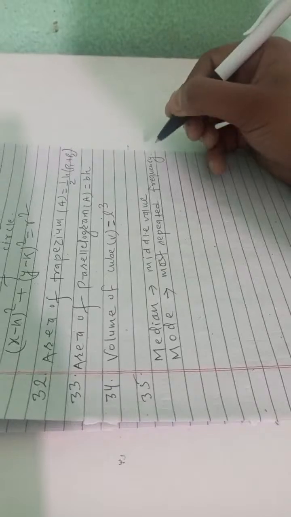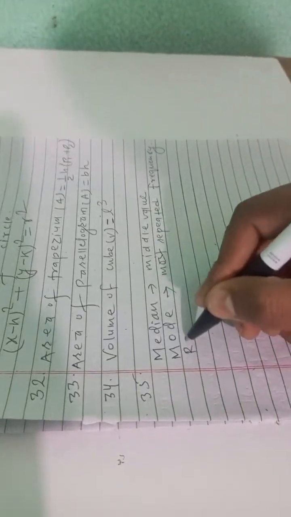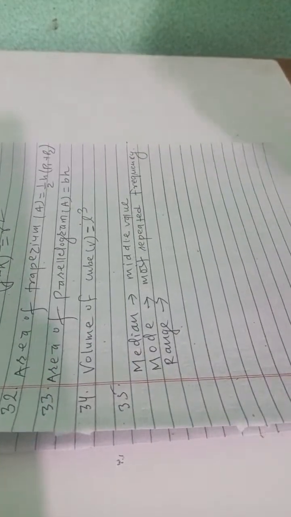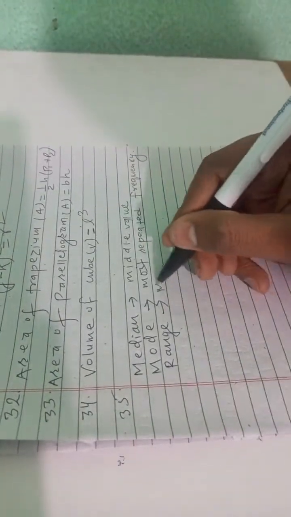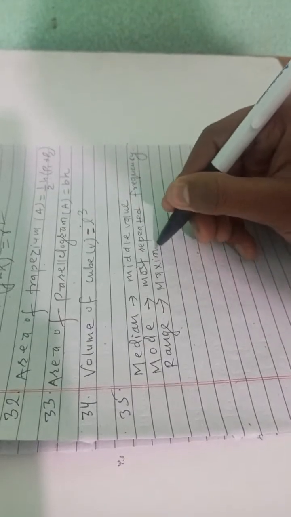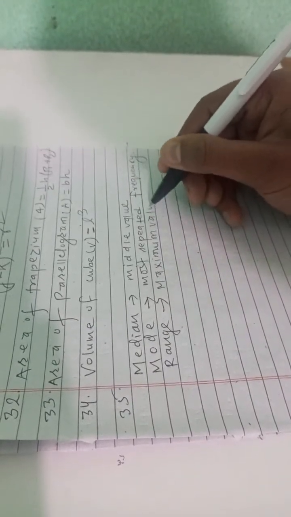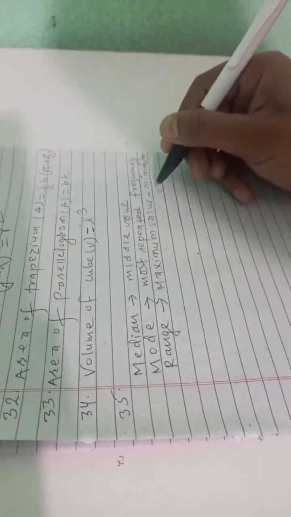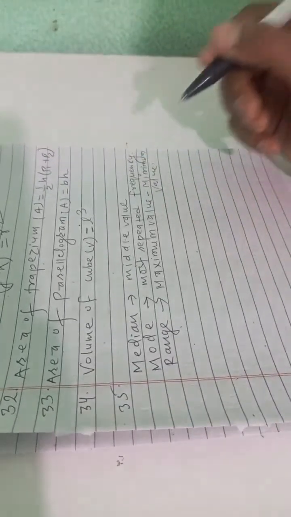You will practice from my channels. Range means highest value minus lowest value, that is maximum value minus minimum value.